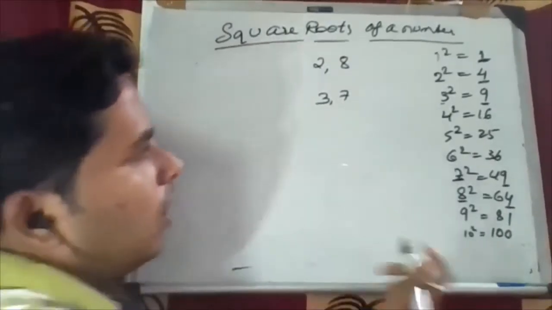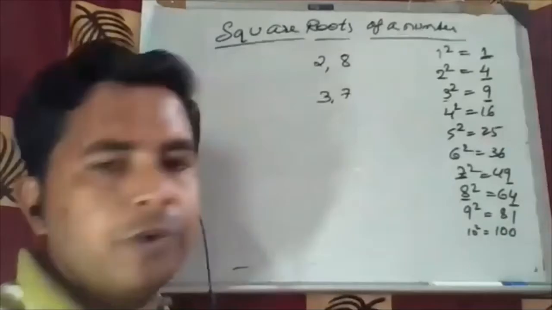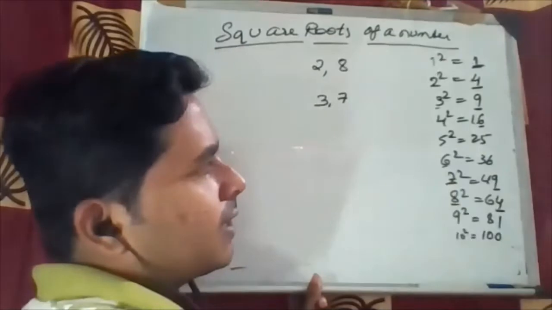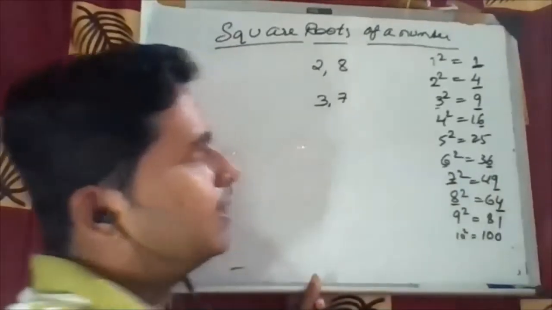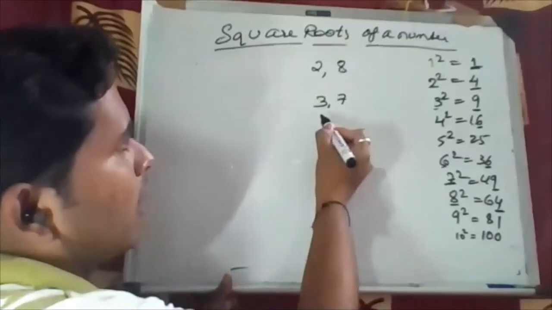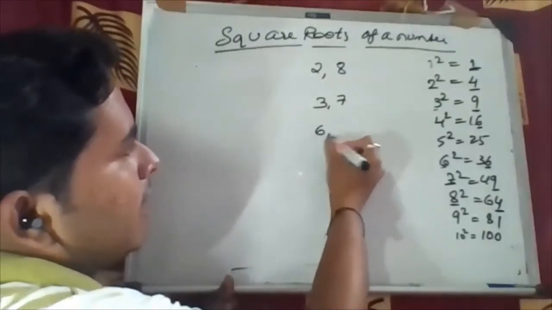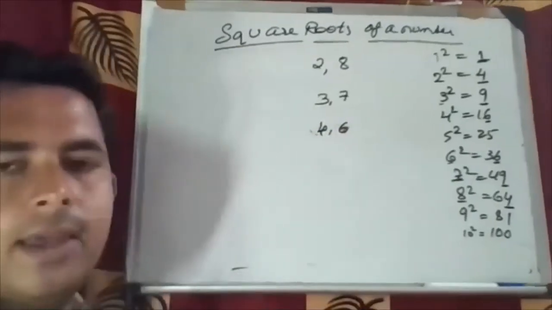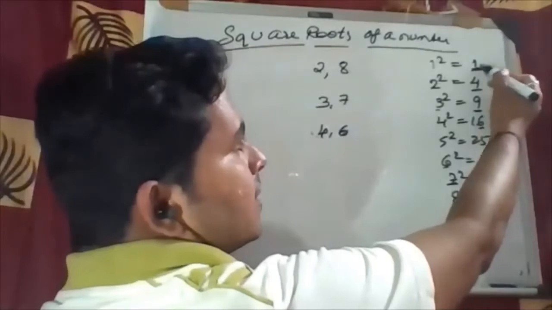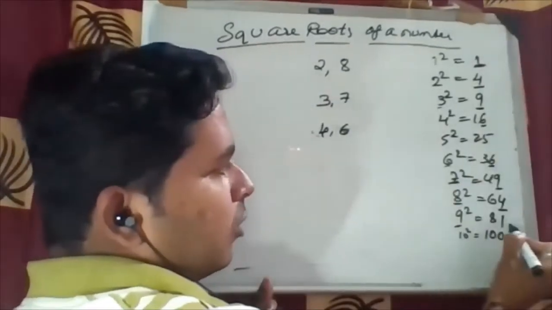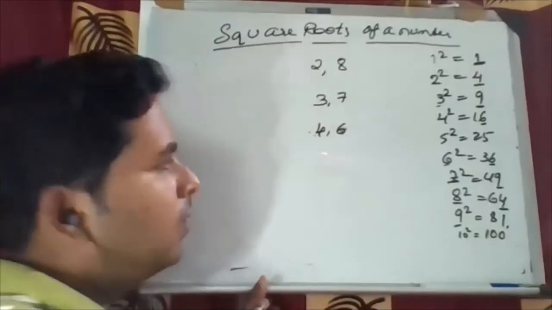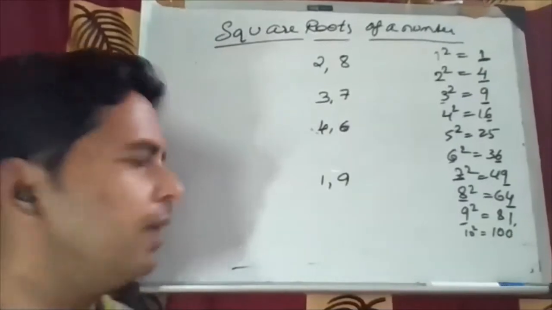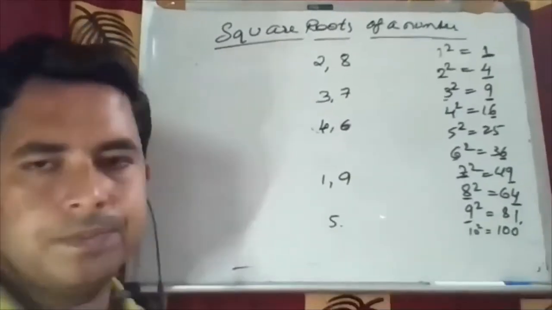Then 4 square is 16, so 6 is the unit digit, and 6 square is 36, so again it has 6 as the unit digit. So 4 and 6 form a group. We forgot that 1 is also a unit digit: 1 square, and 9 square also has unit digit 1. So 1 and 9 are also one group. Then 5 is one group by itself.